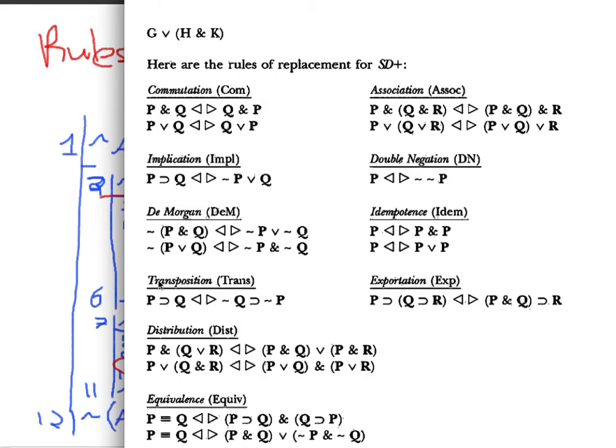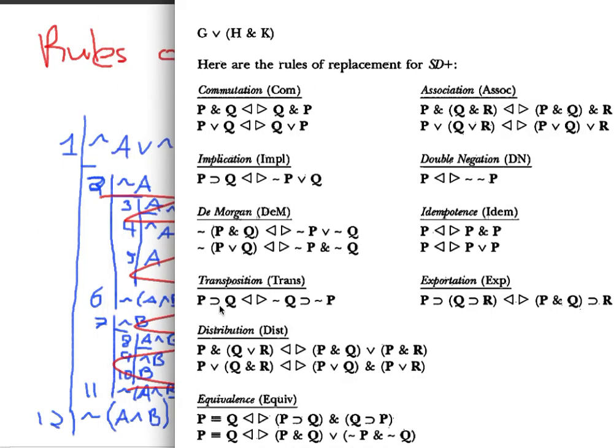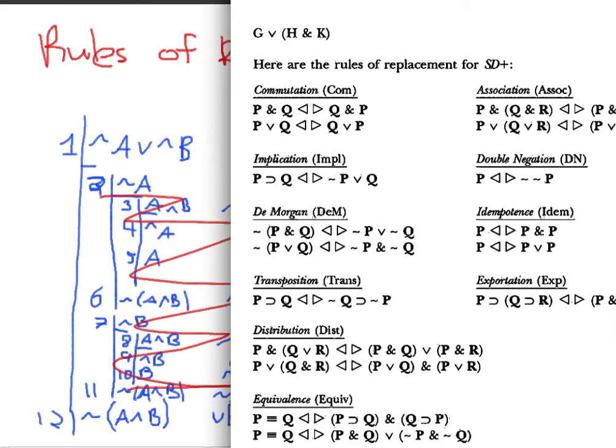Okay, so let me talk a little bit about transposition, which is sometimes also known as contraposition. The rule says that whenever you have a conditional sentence, you can swap the order of the antecedent and the consequent and take the negation of both. In other words, if I have if P then Q, that's just as good as saying if not Q, then not P.